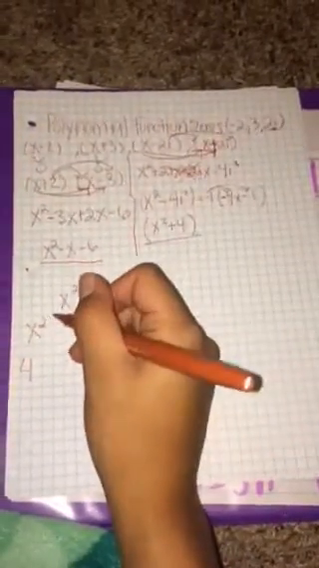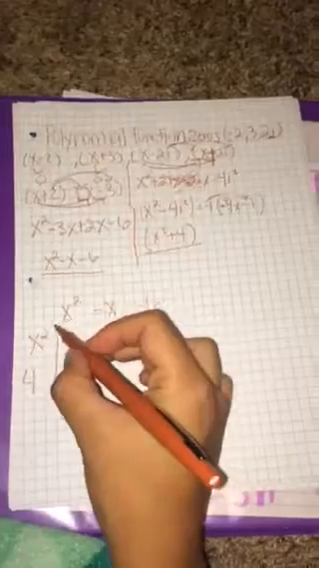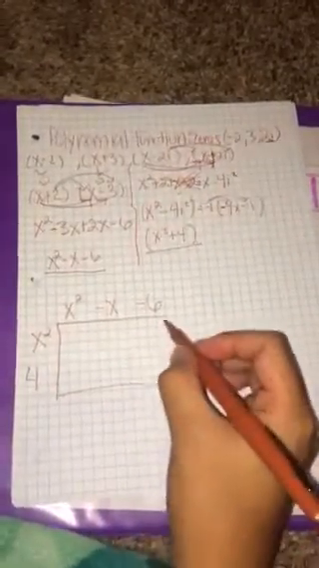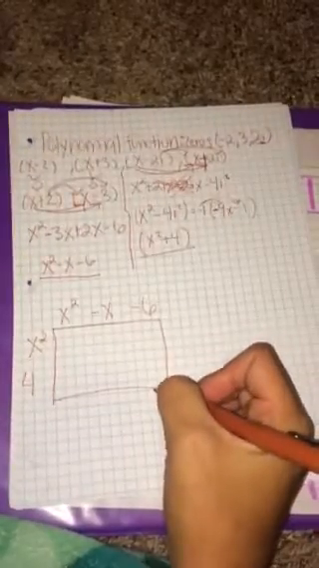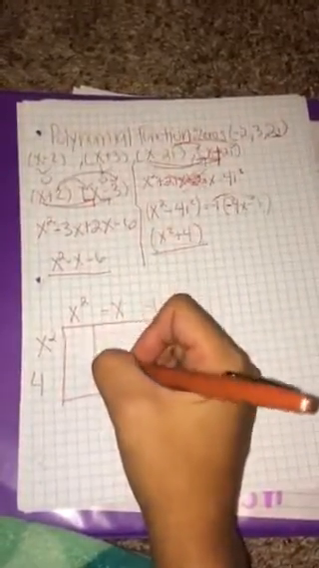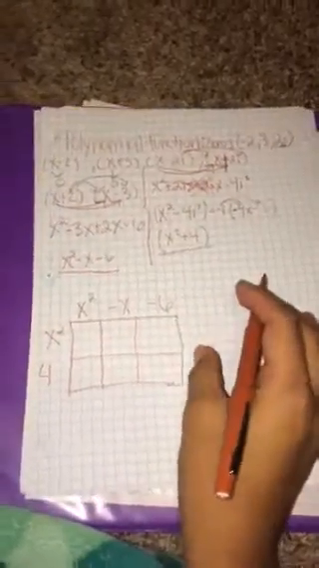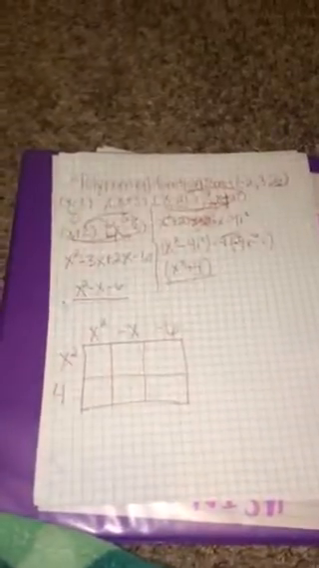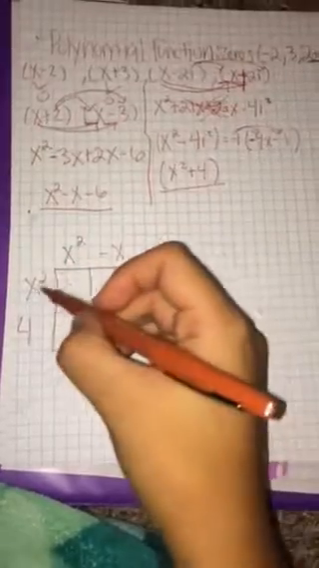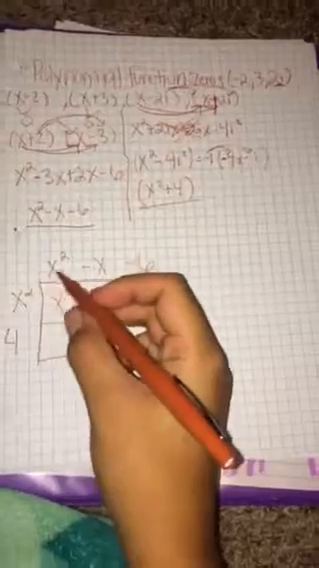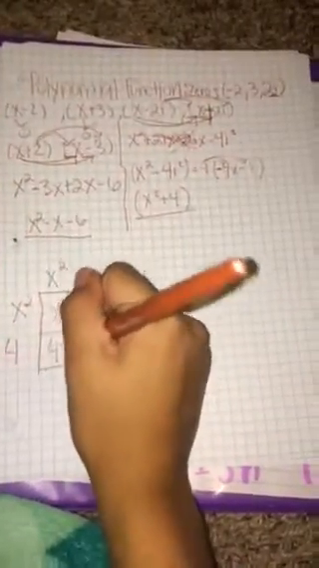4. Now I draw a box, and draw boxes inside of it too. And we multiply them. You'll see what I mean. So x squared and x squared, you get x to the power of 4. And x squared and 4, you get 4x squared. We're basically combining them.